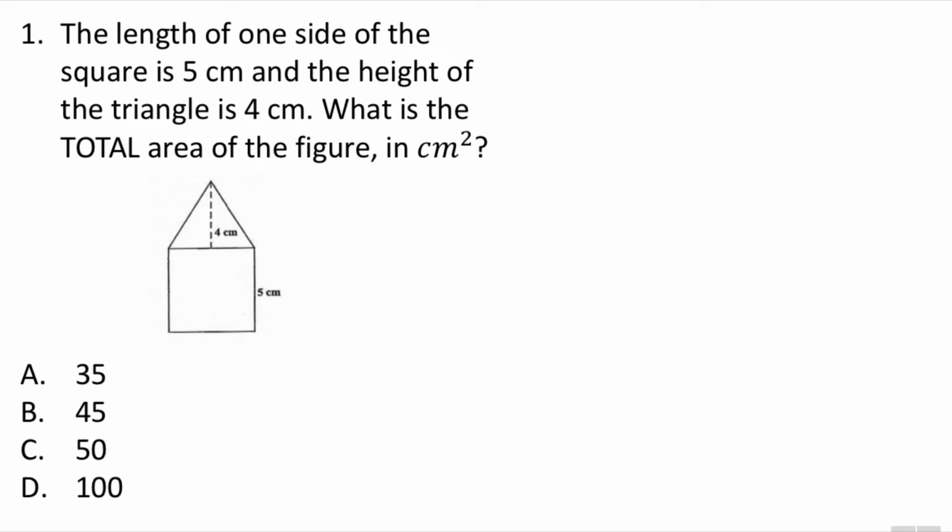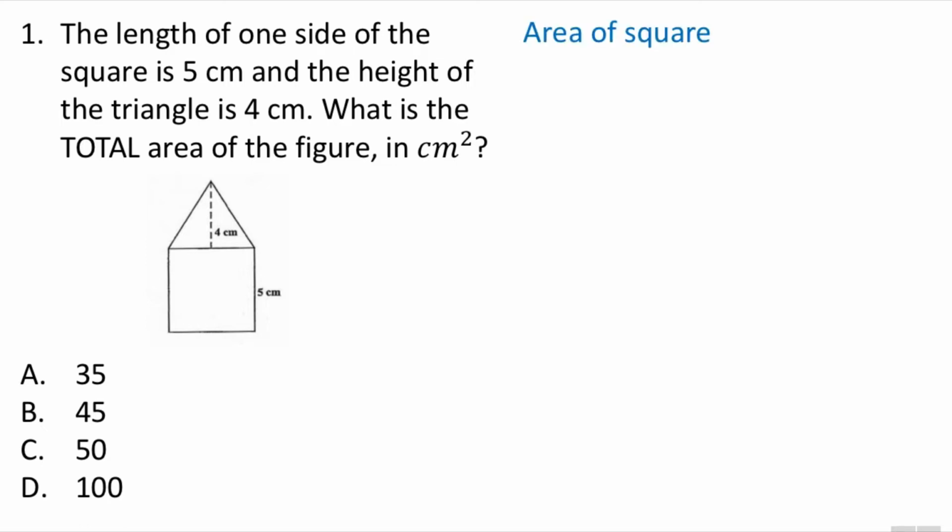So a compound shape is made up of two or more shapes. In this case, this compound figure that we're given is made up of two shapes. One is a square and one is a triangle. So we need to find the area of each shape separately and then we'll add them together. So let's start with the square.